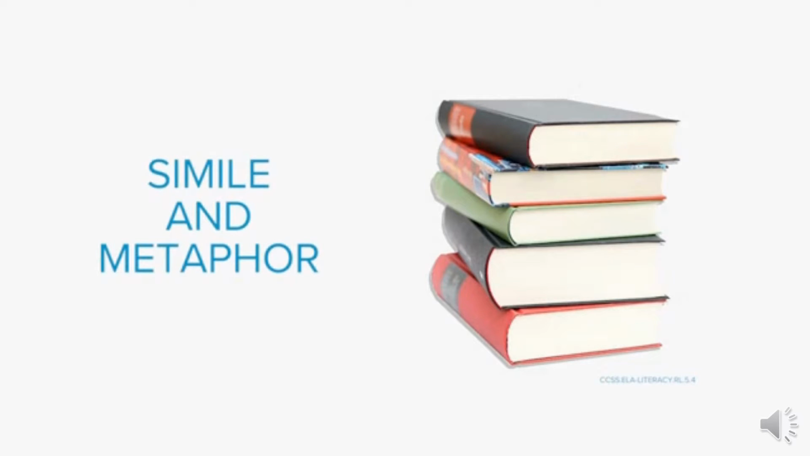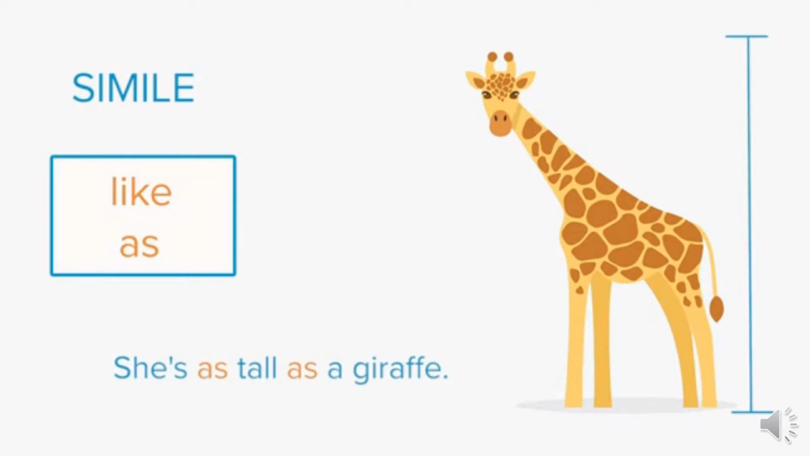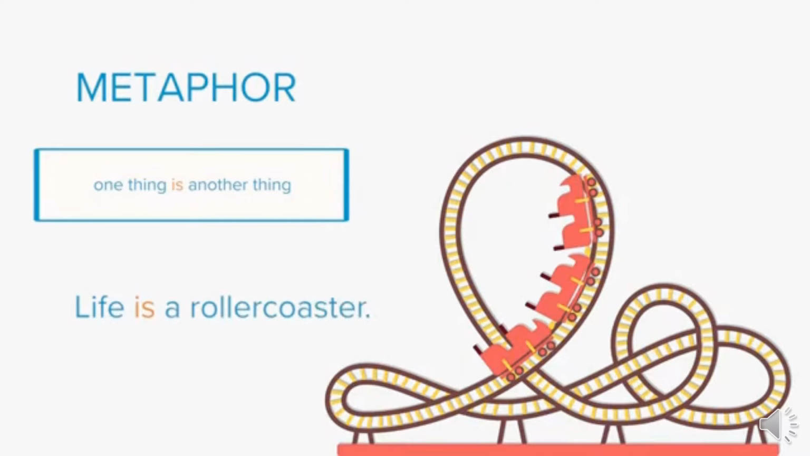Simile and metaphor. A simile compares two things using the words like or as. Listen to this simile. She's as tall as a giraffe. She isn't really that tall, but the simile helps us imagine that she is very tall. A metaphor compares two things by saying that one thing is another thing. It does not use the words like or as. Listen to this metaphor. Life is a roller coaster. Life isn't really a roller coaster, but the metaphor helps us imagine that life can be exciting and unpredictable.